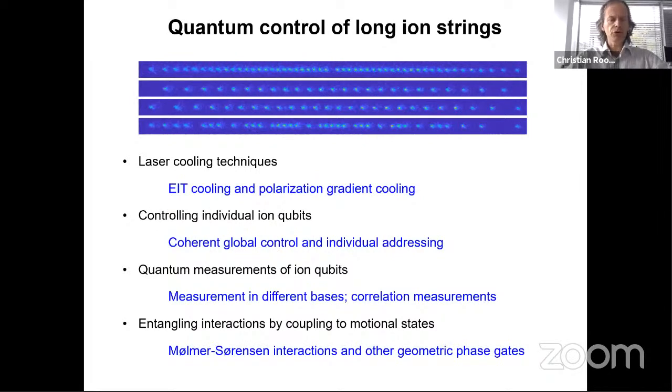Next, I want to talk about techniques for controlling individual ion qubits, and about quantum measurements that we can carry out on these ion qubits. And then, importantly, I want to spend more time on discussing entangling interactions that we can engineer by laser pulses that couple to the motional modes. And here I want to discuss the so-called Mølmer-Sørensen interaction, and also some other so-called geometric phase gates.